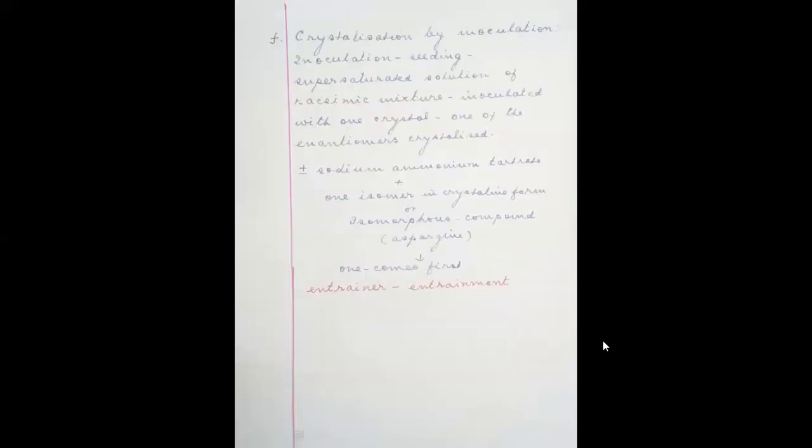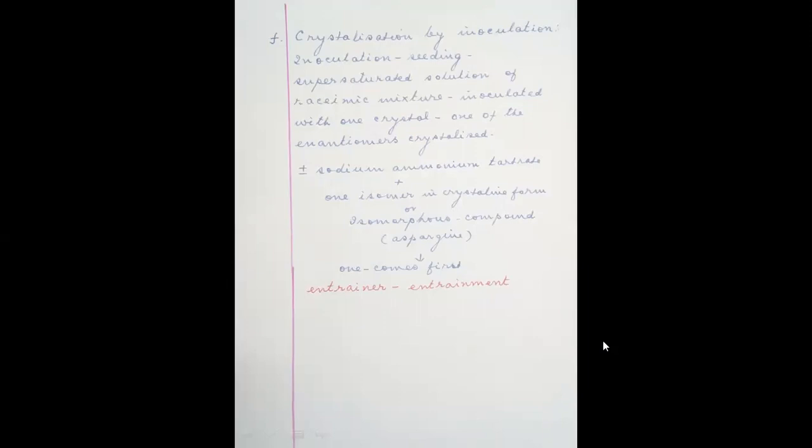And another method is crystallization by inoculation. Inoculation means we are using a seed crystal. When a seed crystal is introduced, the crystallization of similar crystals will immediately start. Now, suppose I take a supersaturated solution of a racemic mixture and I inoculate with a plus isomer crystal. Automatically, all the plus isomers will be crystallized at a faster rate.